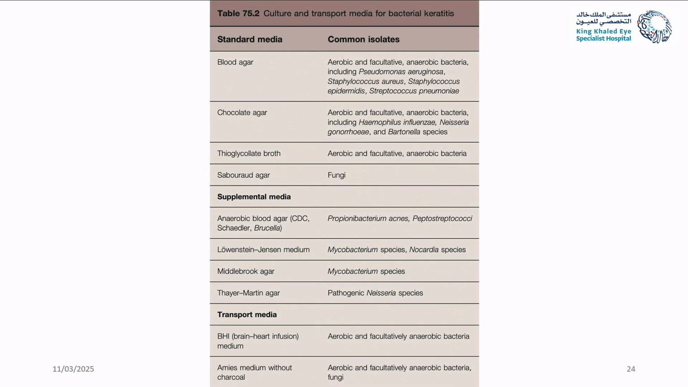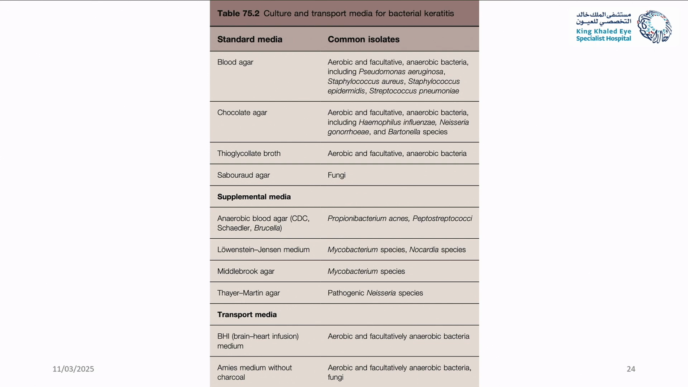So when we talk about the cultures, we have the most commonly used, which is the blood agar for aerobic bacteria, chocolate agar, usually more directed to cases like Neisseria, Moraxella, Haemophilus, but also can get any other bacteria. Thioglycolate broth for aerobic and anaerobic bacteria, Sabouraud agar for fungi and Nocardia, Lowenstein-Jensen media is for the mycobacteria. So usually we order the blood, chocolate, thioglycolate, and Sabouraud agar for the common culture.